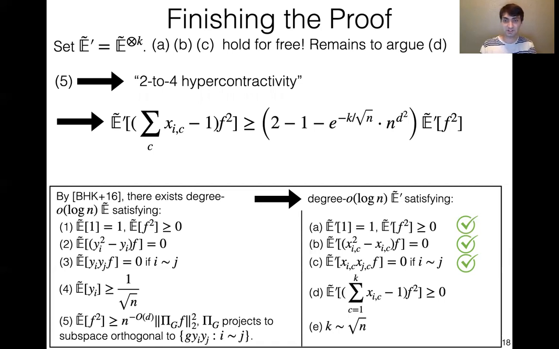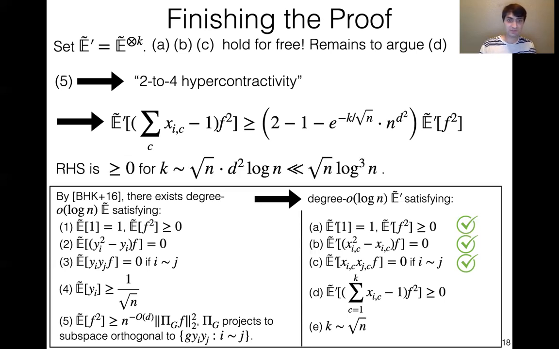times n to the d squared, and the n to the d squared comes from taking this n to the minus od, and raising it to the dth power. And that's times a pseudo expectation f squared. And now just by taking k to be like root n d squared log n, which is at most root n log cubed n because of what d is, we get that the right hand side is at least 0. So then that finishes the proof.